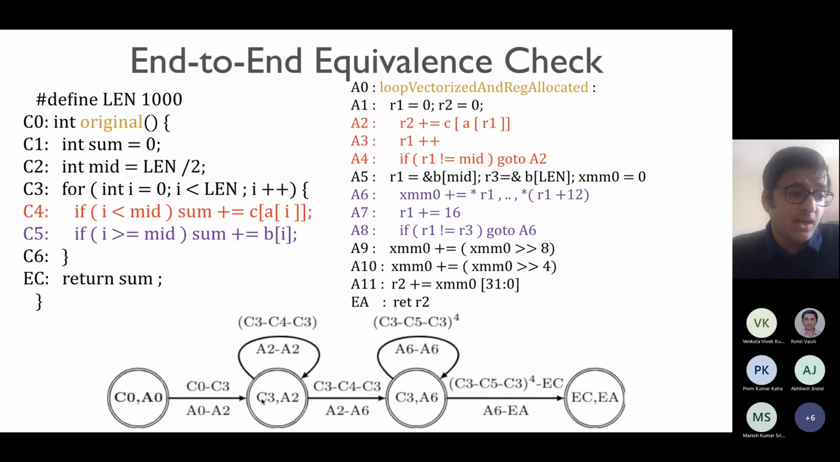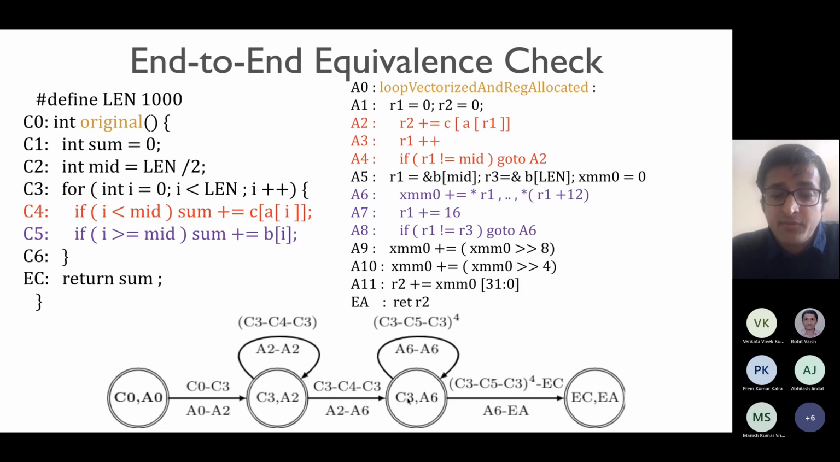For the first loop, the transition from A2 to A2 is correlated with C3 to C3. This is the first loop of the split loop, right? So A2 to A2 is correlated with the original loop, and there's only one loop on the left. Then if the first loop in the assembly exits, that's A2 to A6, the first program actually just follows one more iteration in the loop. That's an interesting thing.